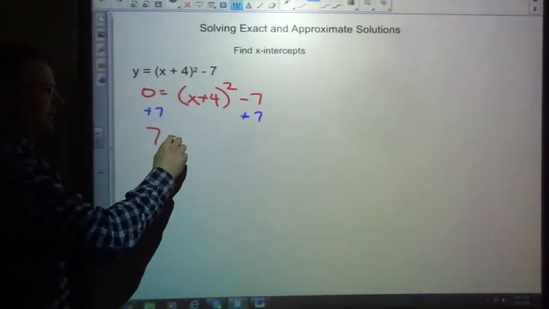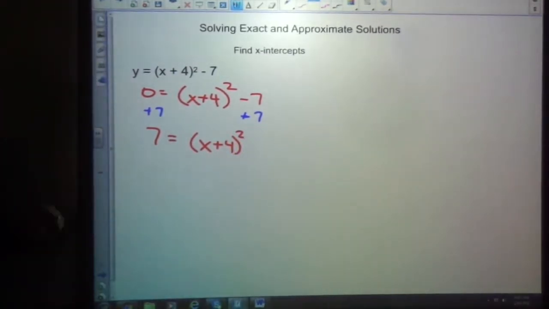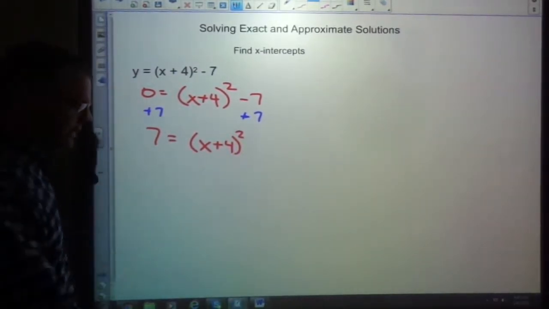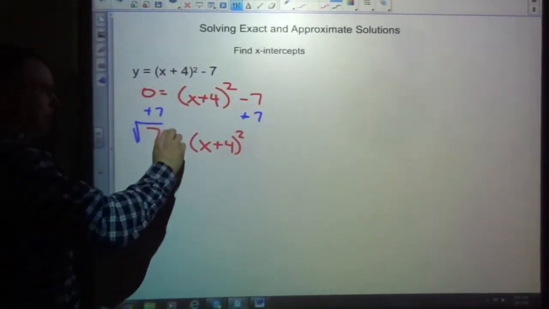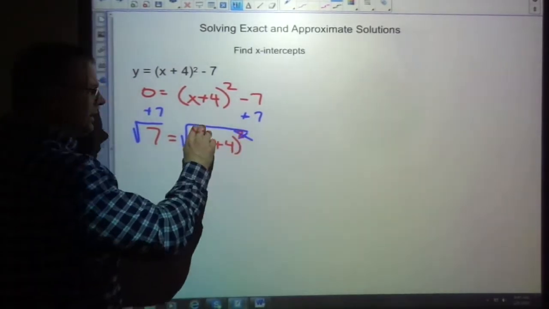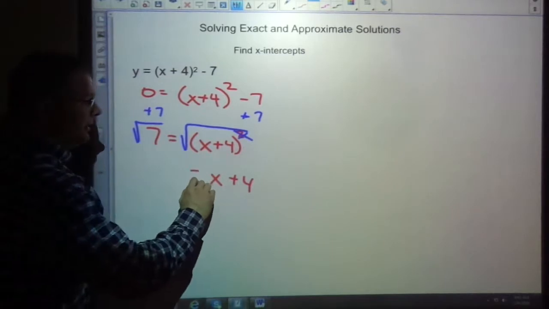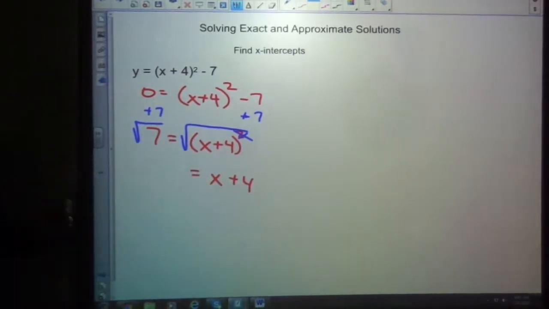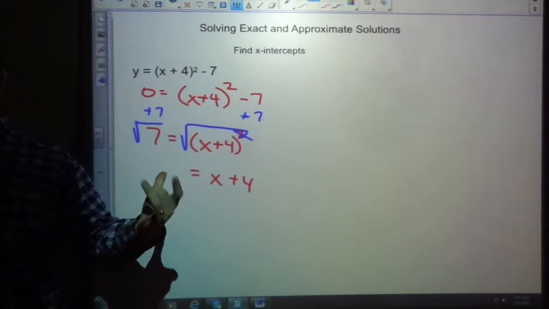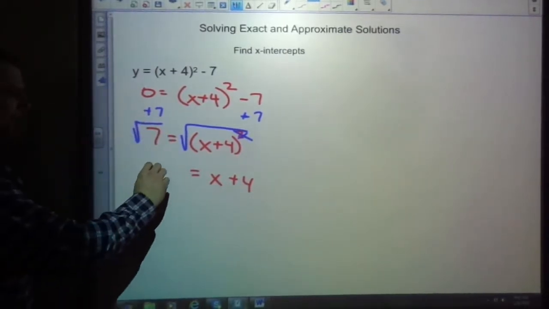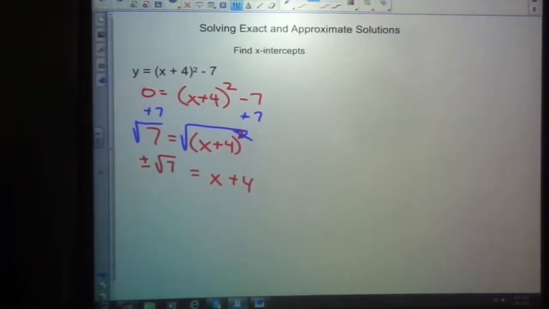So that I have 7. And now this whole right-hand side is something squared. So to get rid of the something squared, now I will take the square root of both sides. Square root here, that will cancel. And so I have x plus 4. But here's the thing I have to consider. When I take the square root of a positive number, how many solutions are there, class? 2. Good job. So this isn't just the square root of 7, it's a positive or a negative.